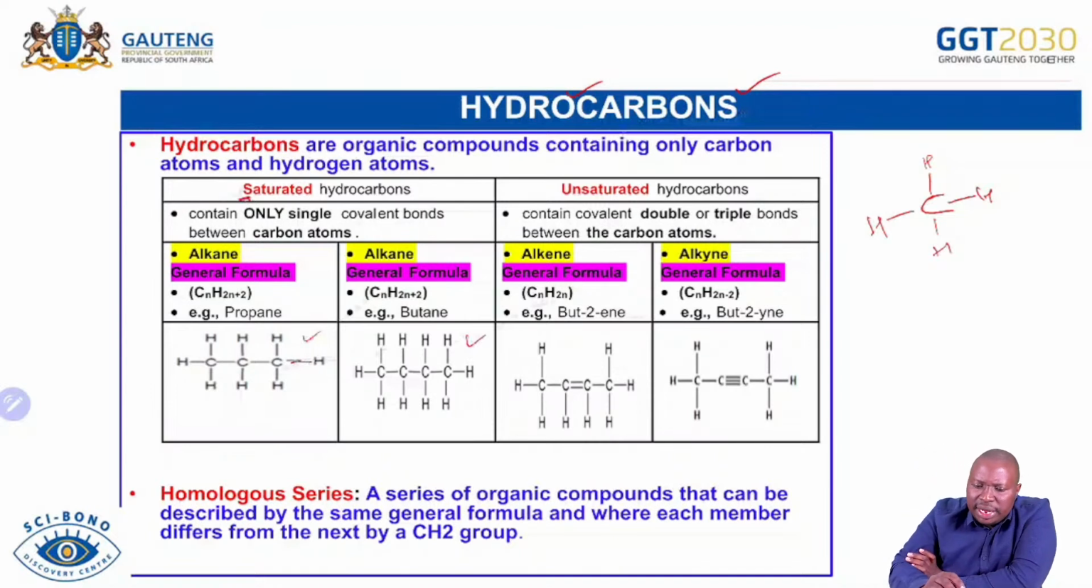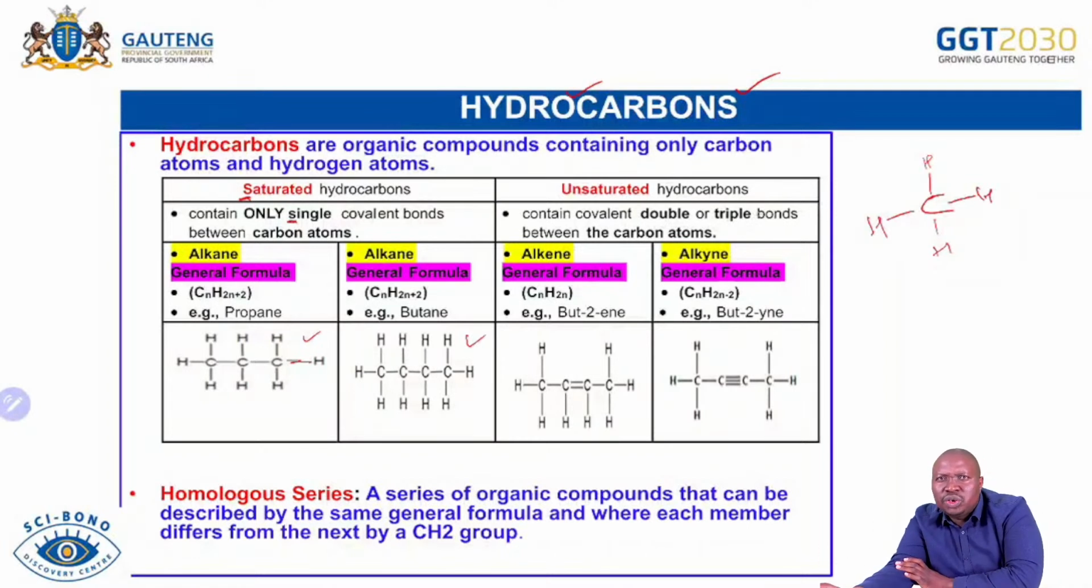Now, we are saying saturated contain only single bonds, so the S on saturated will remind you that these are single covalent bonds between carbon atoms. So it's another definition as well. Know what hydrocarbons are, and that these hydrocarbons are saturated or unsaturated. If saturated, they contain single covalent bonds between carbon atoms. Unsaturated will contain double or triple covalent bonds between carbon atoms. So there must be a double bond or a triple bond. When you see a triple bond, you say unsaturated. When you see a single bond, you say saturated.